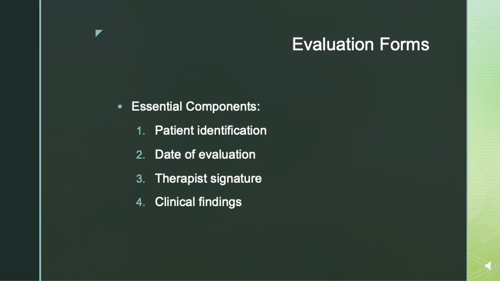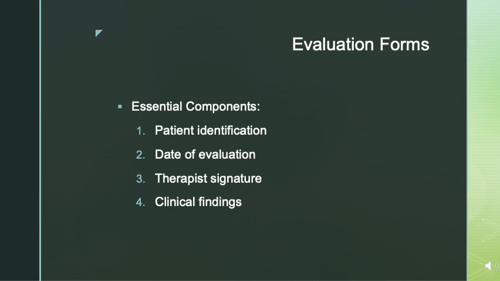Second, date of evaluation. This establishes a clear timeline of care. It allows the therapist to track when the assessment was performed and helps in monitoring progress over time. Third, therapist signature. This confirms responsibility. It indicates who performed the evaluation and ensures accountability for the findings and decisions made.